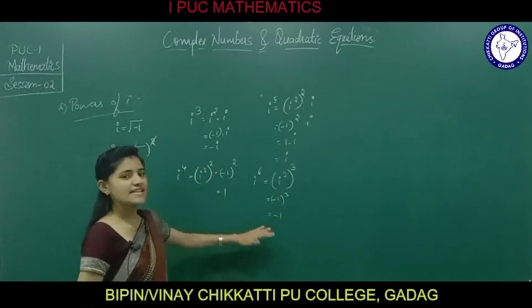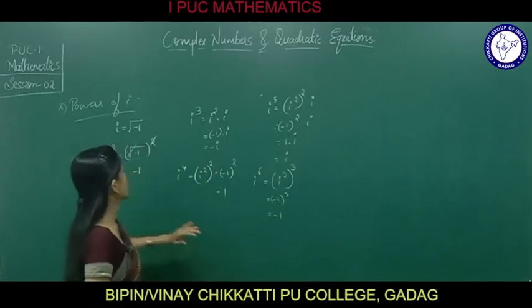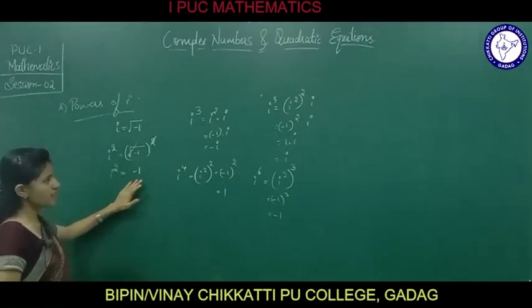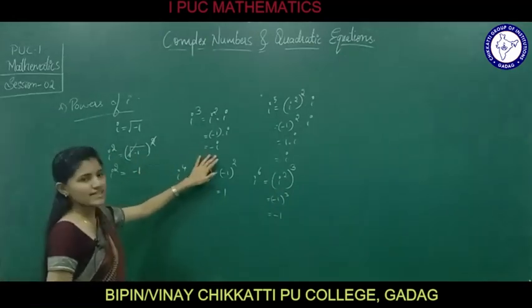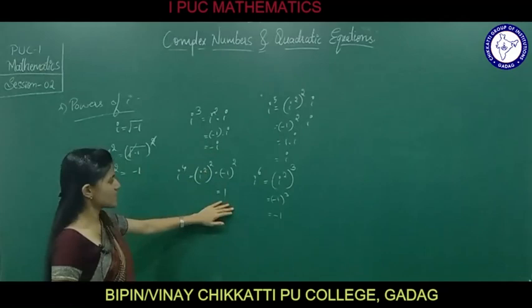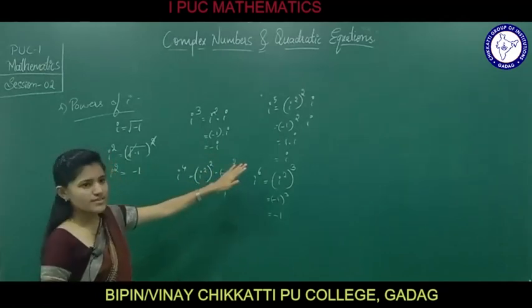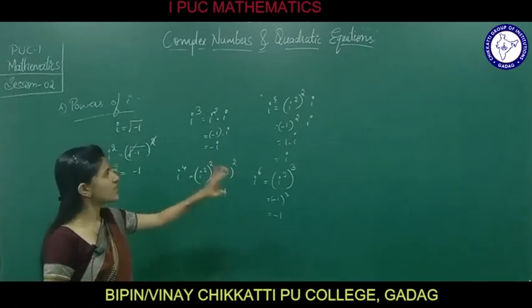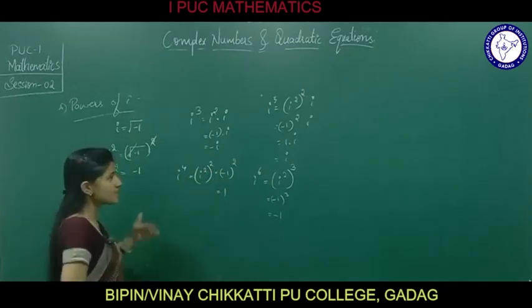These are the powers of i. That is, i square is -1, i cube is -i. We got i raised to 4 as 1, i raised to 5 as +i, and i raised to 6 as -1. These are the powers of i. Still, let us further study.